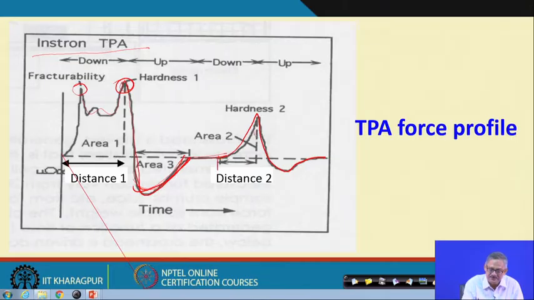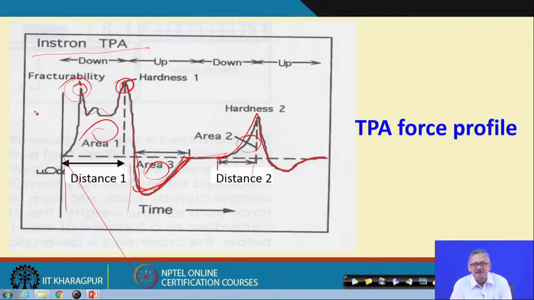Now, these distances, these areas like these, all are contributing to the development of different parameters on texture, right. So, basically TPA looks like that. We get area 1, area 2 and area 3, right, and we get two peaks, here one, here another, and we get another small peak here, and that is called fracturability, right.